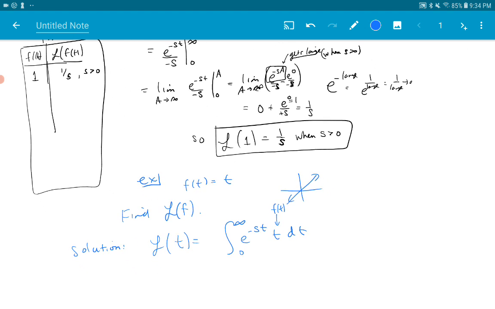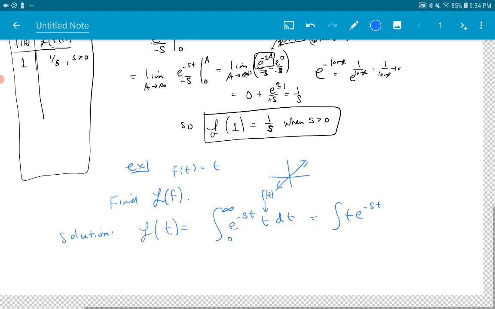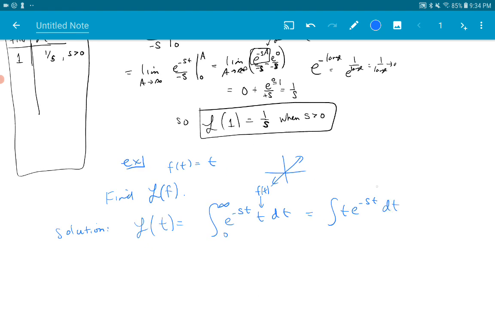All right, so if you're thinking about this integral, you've seen it before, you'll know this is the integral of t e to the negative st. We'll worry about the limits of integration later, dt. And if you're familiar with this, remember we treat s like a constant. So we're doing the same integral as t e to the kt dt.